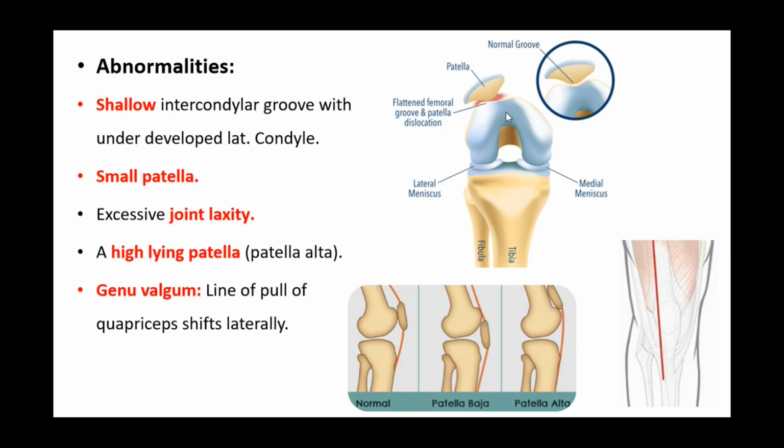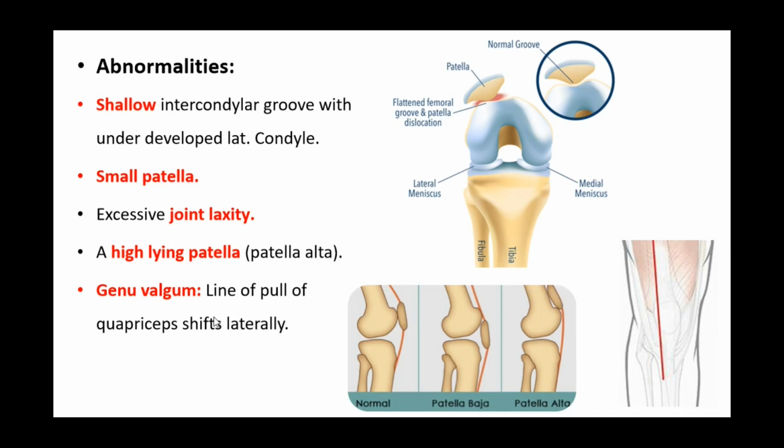Excessive joint laxity, especially on the medial side. Next is high-lying patella, which is known as patella alta. This is a normal condition: the patella usually sits on the femoral condyle. Sometimes it is patella baja, where the patella is inferior lying, and sometimes there is patella alta, which is a high-lying patella. So in patella alta, there are chances of recurrent dislocation.